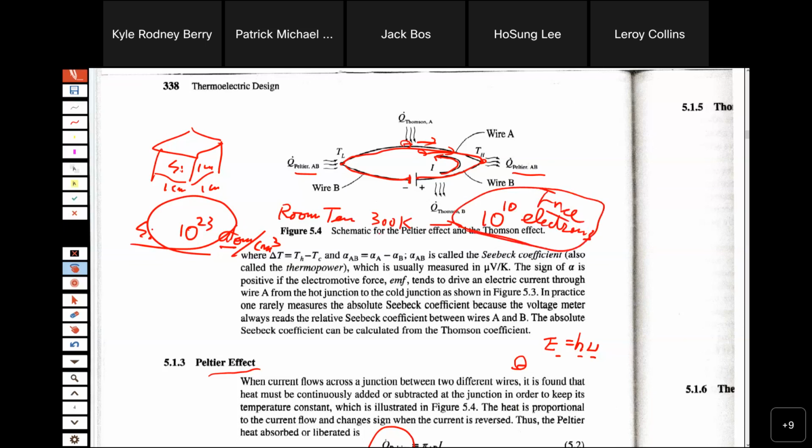Silicon. So every silicon has so many electrons available even at room temperature. 10 to the 10 out of 10 to the 23. So, for example, silicon, but any others are similar.